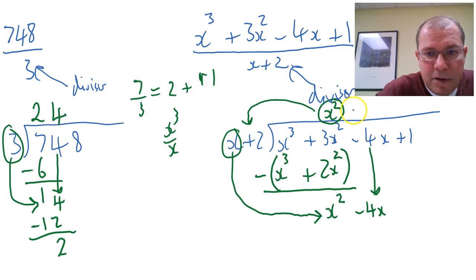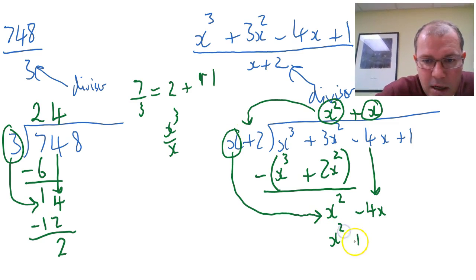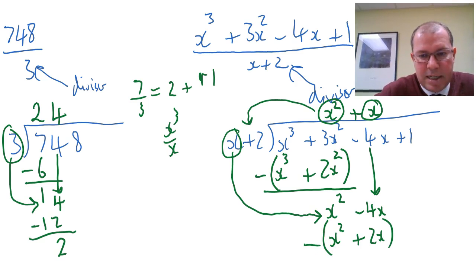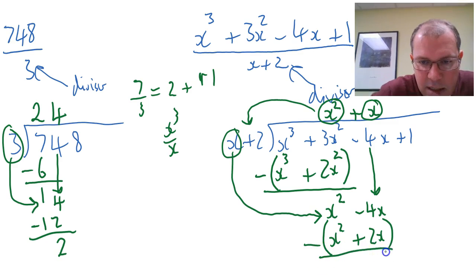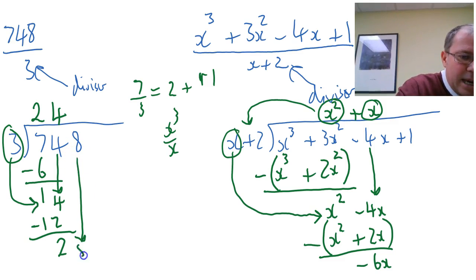So we have x. Again, to find the remainder, x times x plus 2, so multiply this x by x plus 2 gives me an x squared plus 2x. Put it in a bracket to help you subtract it. To find the remainder, x squared minus x squared again is 0, that should always happen. Minus 4x minus positive 2x is a minus 6x. Okay, now we have to bring down the 8.